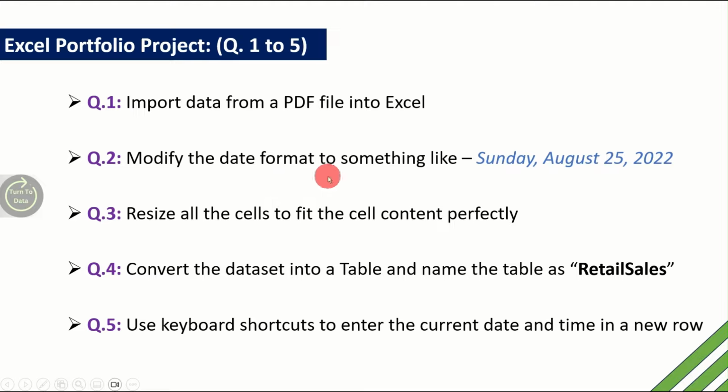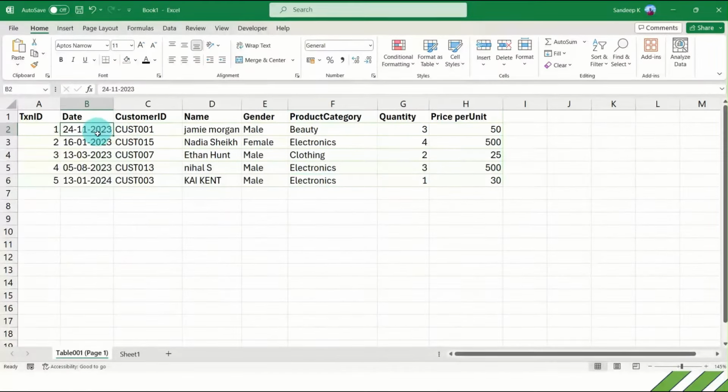Modify the date format to something like Sunday, August 25, 2022. So the date format that we need to be like this. That is, you should have your weekday first, which day of the week it is, comma, then a space, and then it should say the month, date, another comma, and then the year. Okay. So in our case, the date format is currently only in a standard date format. So let's see how to change this.